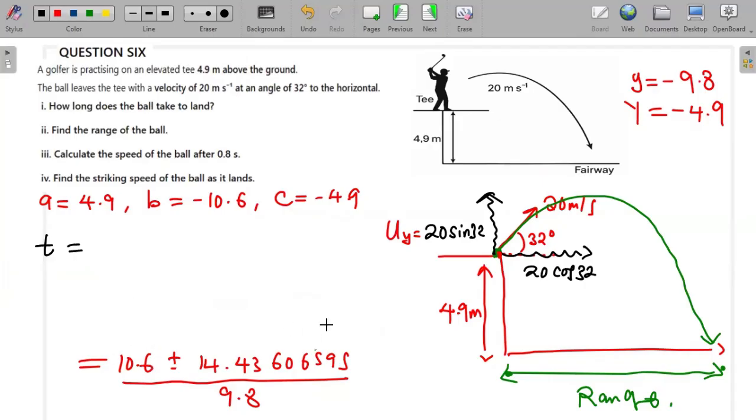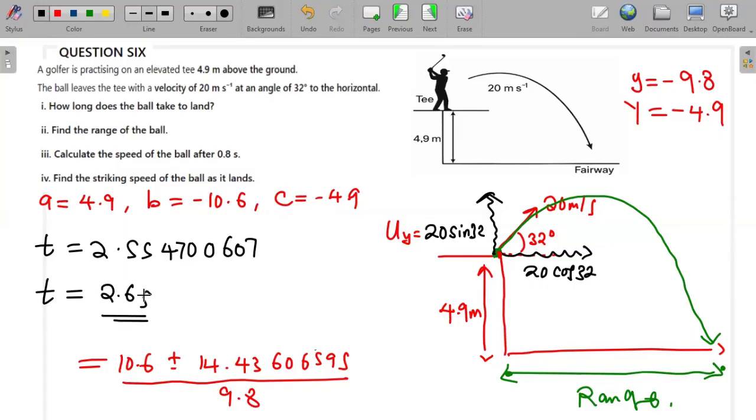So that will be t is equal to 10.6 plus this, so plus 10.6, and then I'm dividing by 9.8. So what I get as my time will be 2.554700607. Counter-check with your calculator. So my time will be equal to 2.6 seconds.